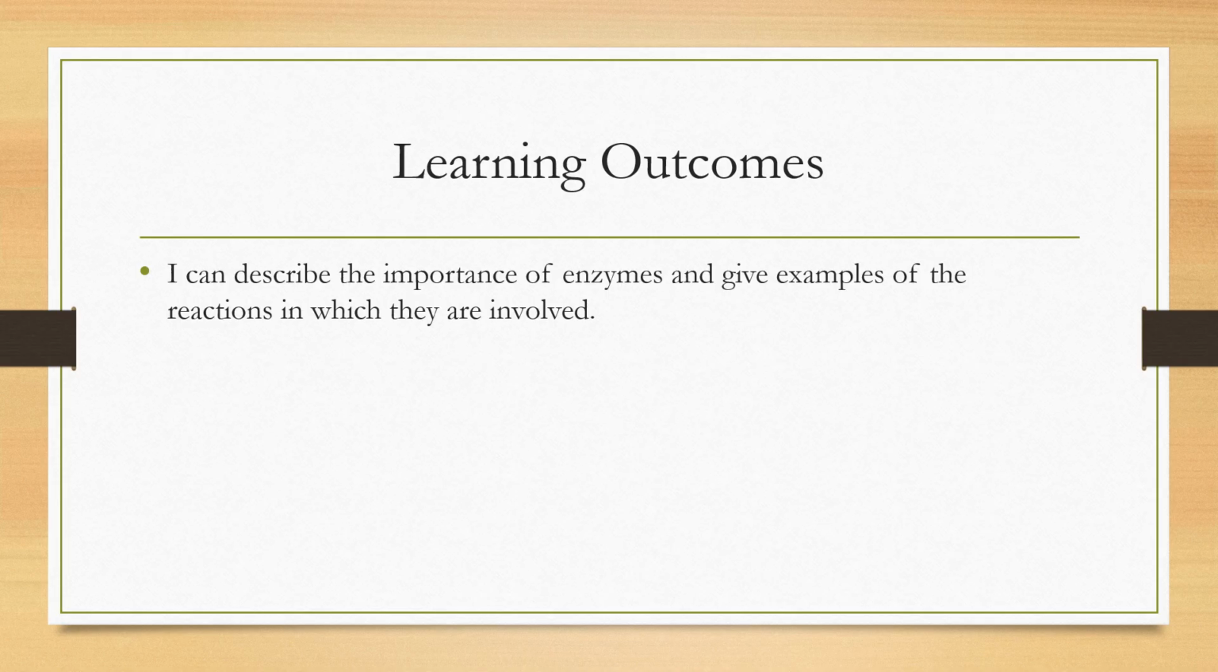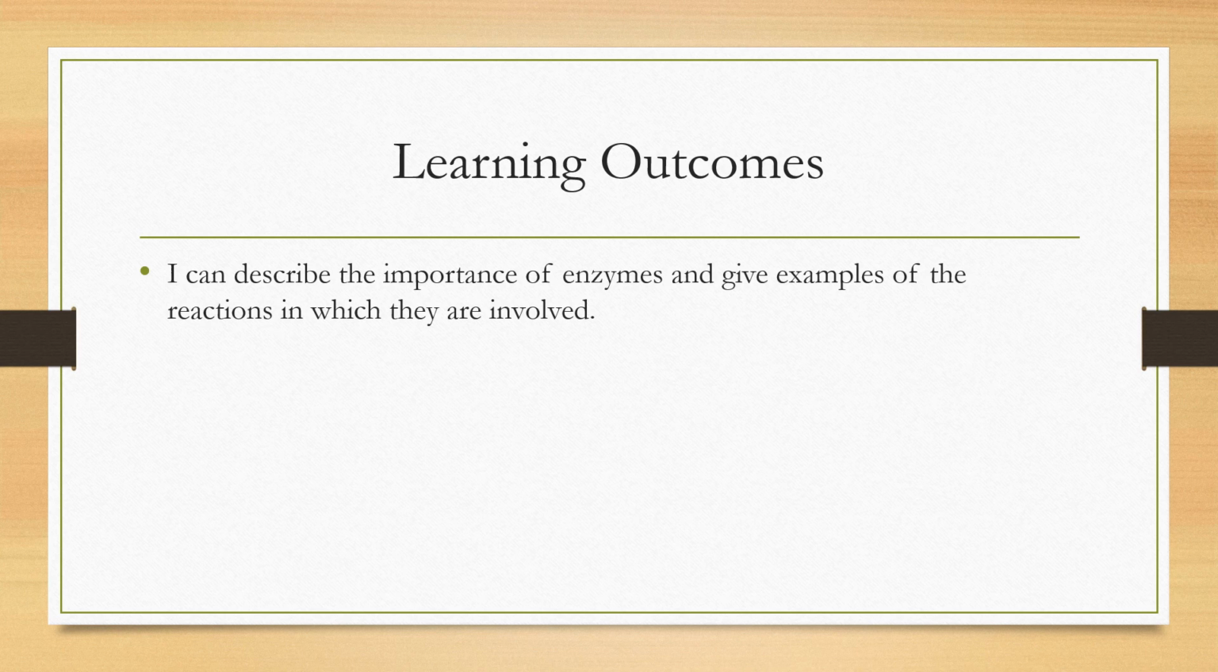You need to be able to describe the importance of enzymes and give examples of reactions in which they are involved. So you basically need to be able to say why enzymes are specific: your enzymes have an active site, and the active site is a complementary shape to your substrate, which means that only one substrate will react with one enzyme. Then you also want to say that enzymes are involved in 2 types of reactions, degradation and synthesis.